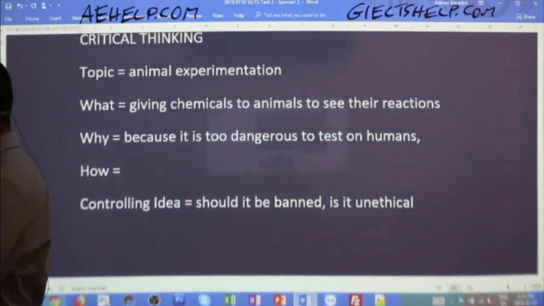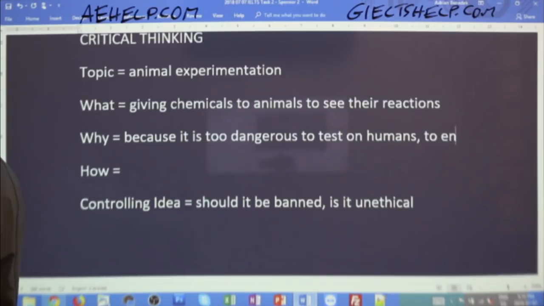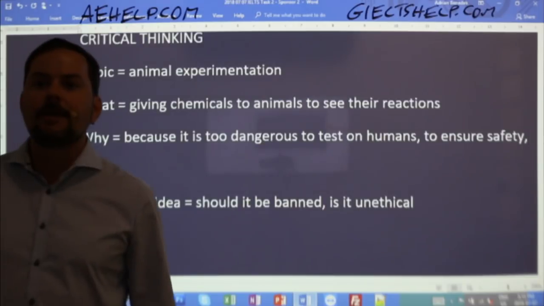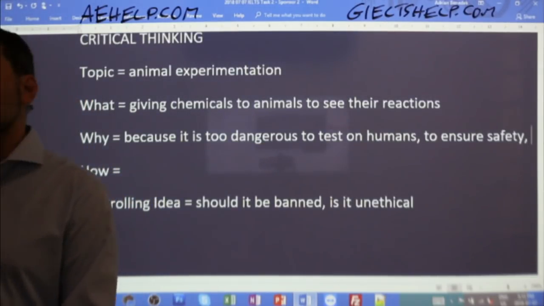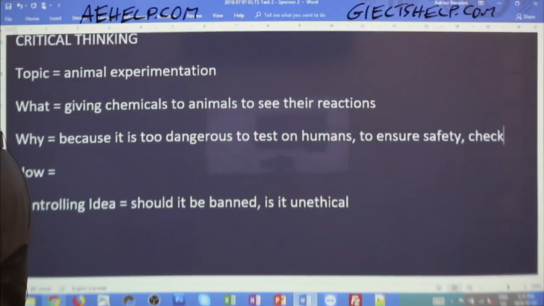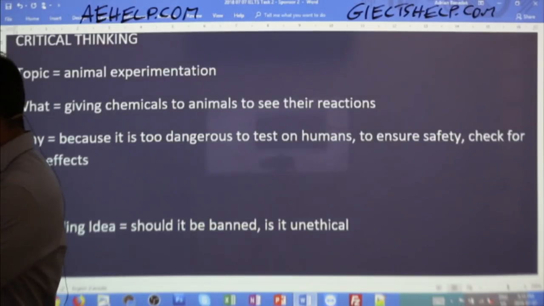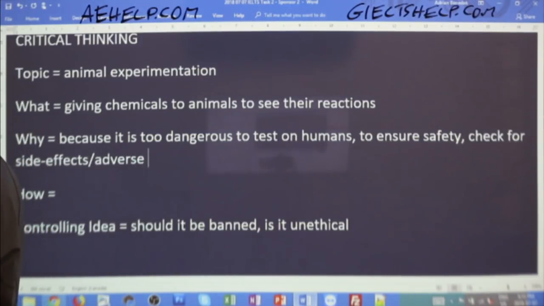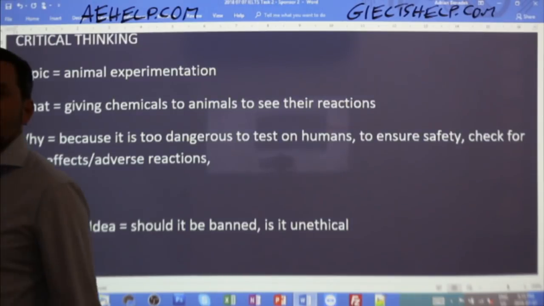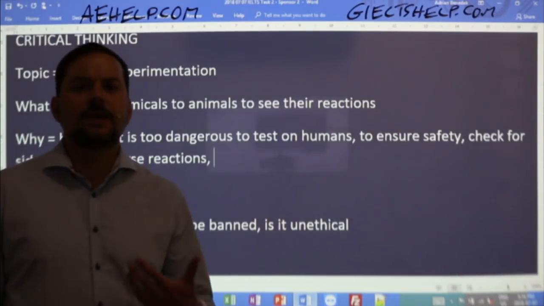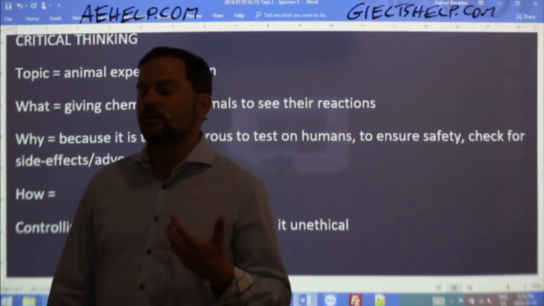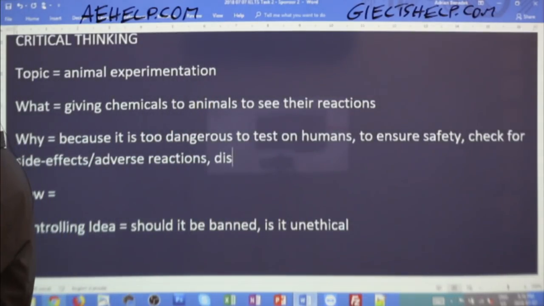To ensure safety, yeah, so it's too dangerous to test on humans. To ensure safety, and I'm still looking for one more good answer there. See if there's no side effects, absolutely, or reactions. So check for side effects or adverse reactions. By the way, if you're seeing new words or vocabulary, please write it down. Make sure to learn it at home. Adverse reactions. Yep, absolutely. And of course, I think one that you're missing so far still is to discover new ways to help humans, right?